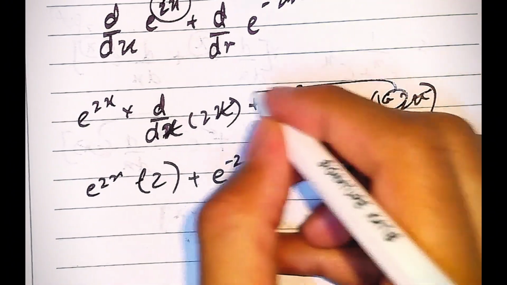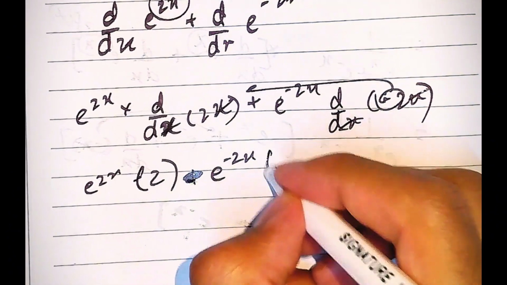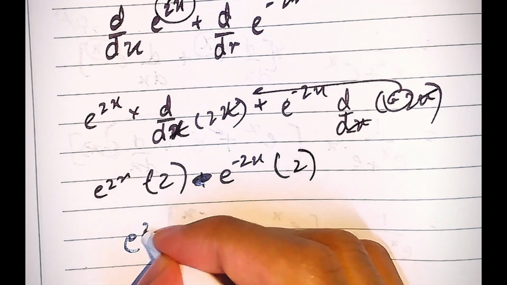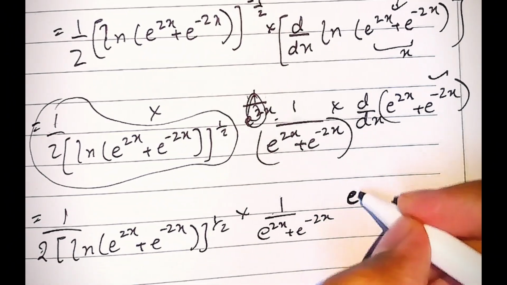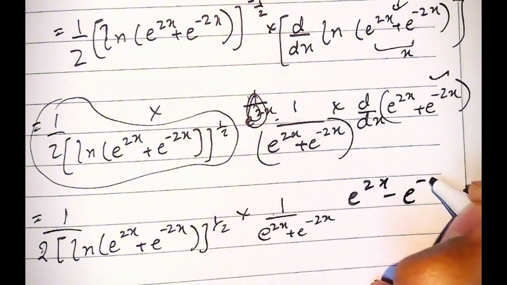Now this negative sign will be multiplied by this positive sign, so we are left with negative, and this 2 right here. So we have e^(2x) minus e^(-2x).